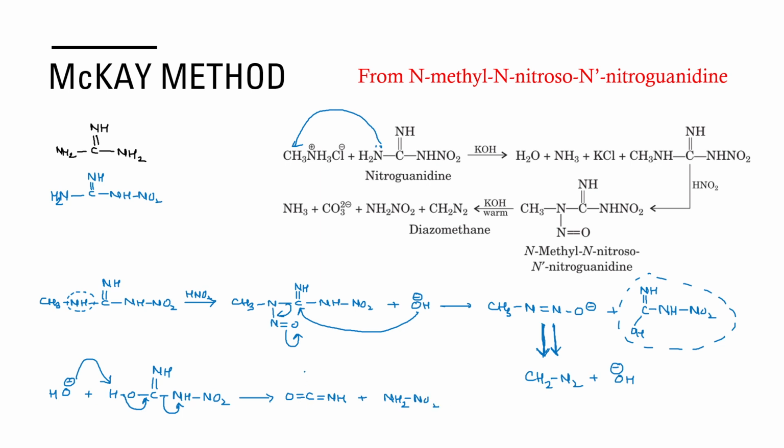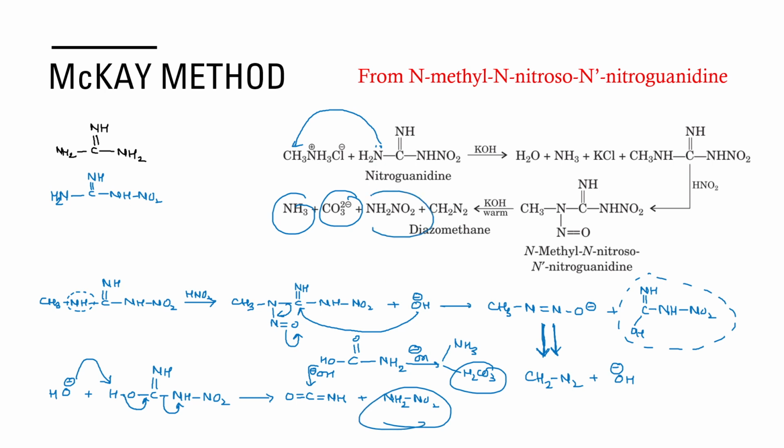Perfect. This compound further reacts with OH minus, and you get C double bond O, OH, NH2, and eventually this further reacts with OH minus, and we get NH3 and H2CO3. So NH3 is obtained. H2CO3 will give rise to carbonate, NH2NO2 is formed, and diazomethane is also created from here.